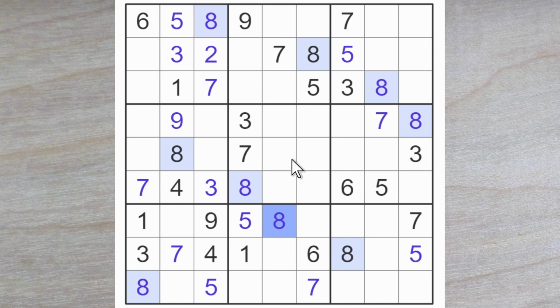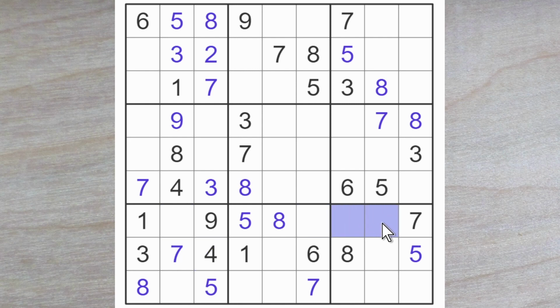I'm thinking that these being 5 and 6, a 4 blocks over here. So one of these must be a 4. Isn't that true? Yes, it is, I think. And therefore this cannot be a 4. The 4 blocks here. So a 4 must go here or here.